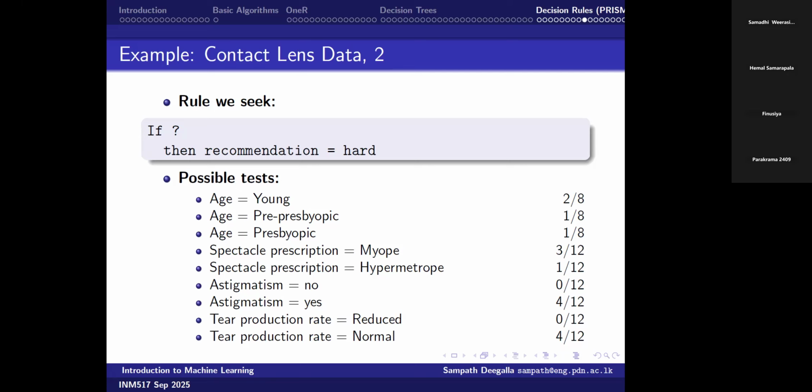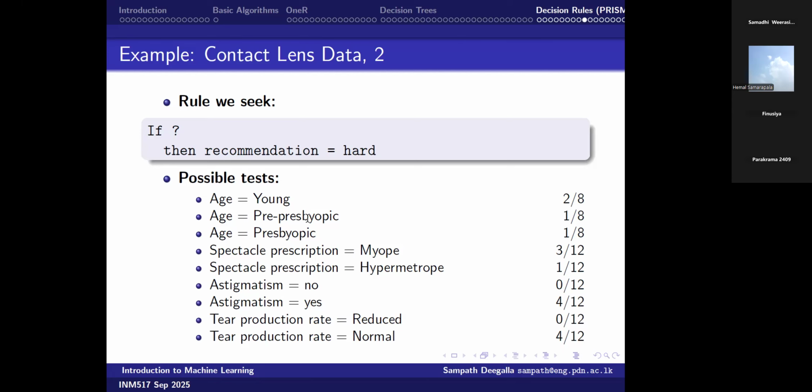Now I have a small question for you. Which one are you getting the best accuracy? Which attribute value? Which test gives you the best accuracy? So if you look at the accuracies, we are getting the best accuracy when you have 4 out of 12. We have 2 attribute values: astigmatism yes, and tear production rate normal. So that means you can select one of these 2, either astigmatism yes or tear production rate normal, as the best answer.